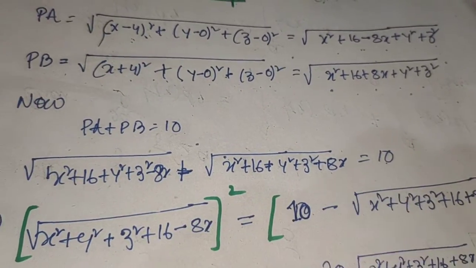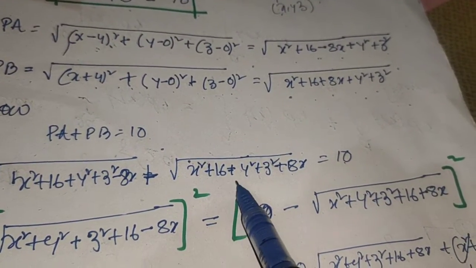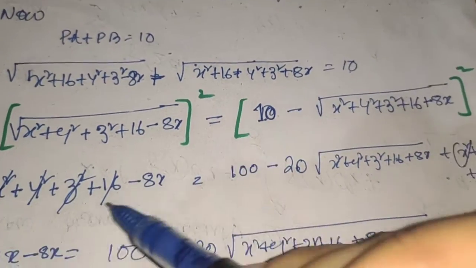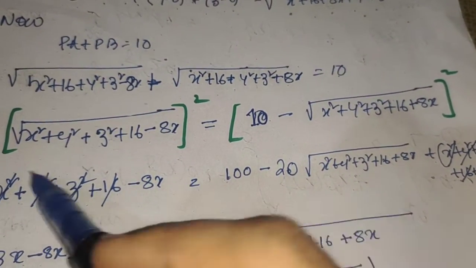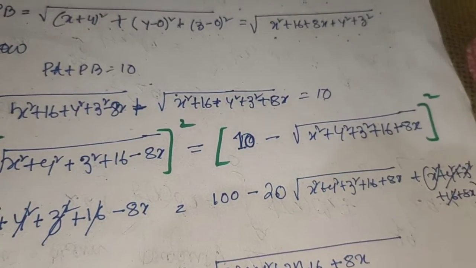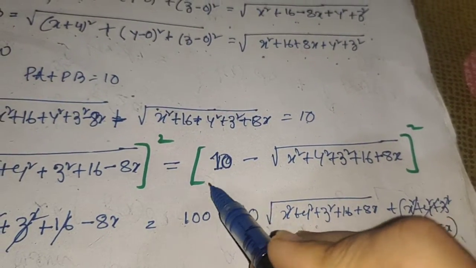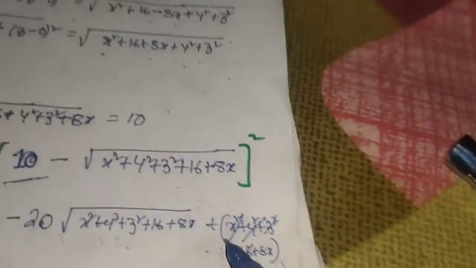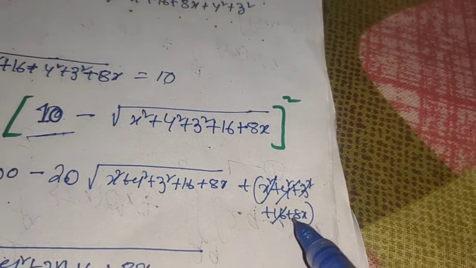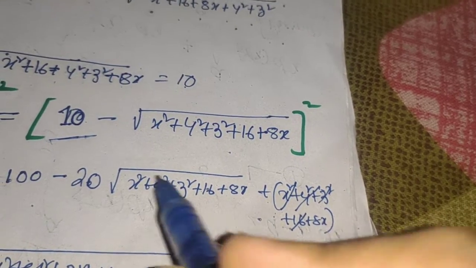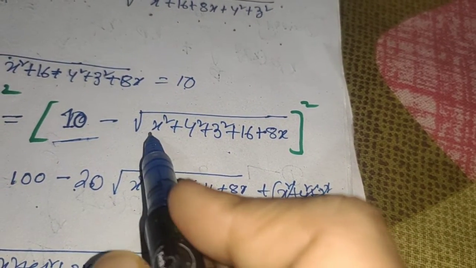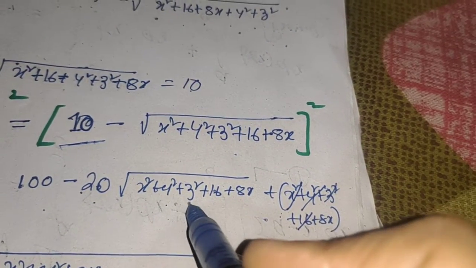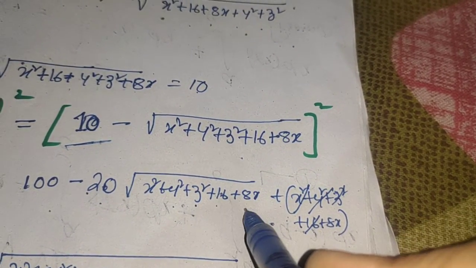So finally we have two expressions inside square roots, and their sum equals 10. Let us consider one of them. Suppose this one we take from the left hand side to the right hand side and square both sides. The square root will be gone from this side. Here this is your A and this is your B. So A square means 100, and B square means X square plus Y square plus Z square plus 16 plus 8X, minus 2 into 10, 2 into 10 means 20, root over X square plus Y square plus Z square plus 16 plus 8X.